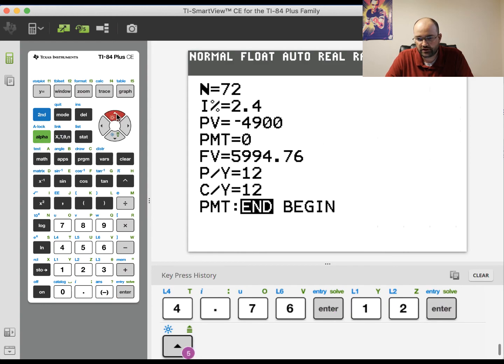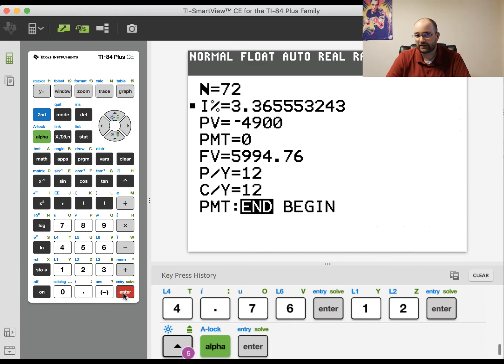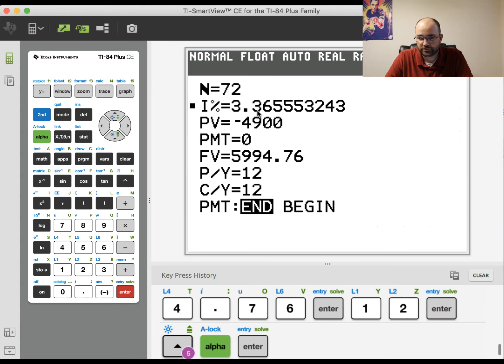And again, we just want to know the I percent, which means we need to do alpha enter. And there you go. That's exactly what we figured out. 3.36555323. Exactly what we figured out. In fact, it went to another decimal place. So here it is. So 3.36%, well, technically 3.37% because that's a 5.